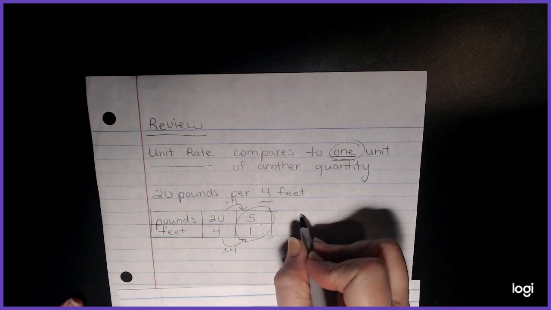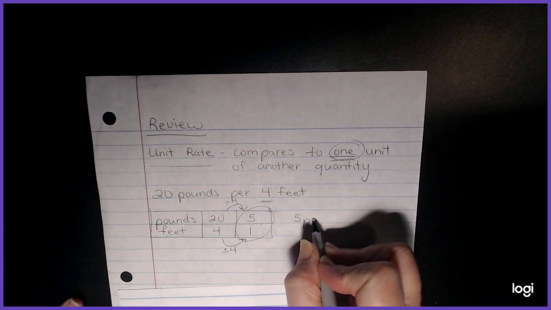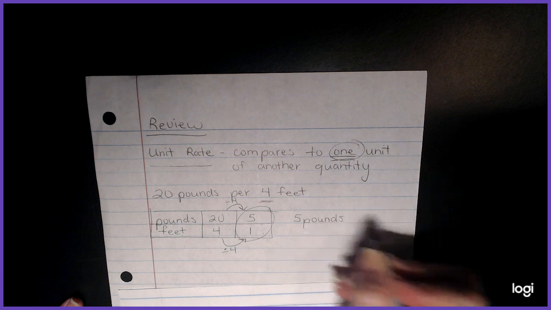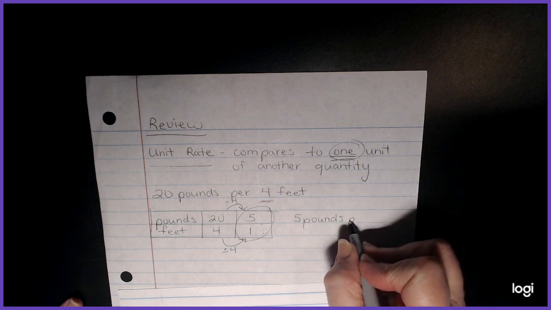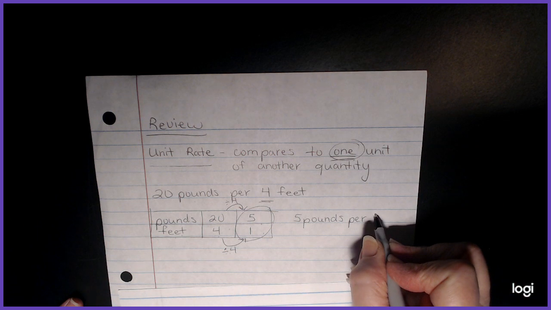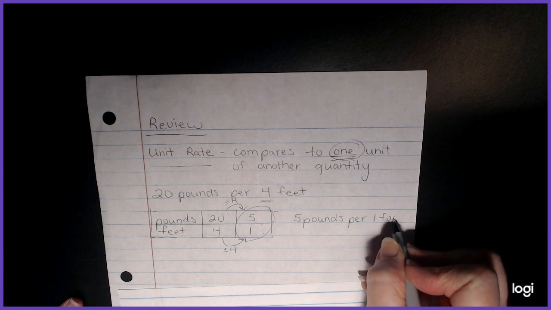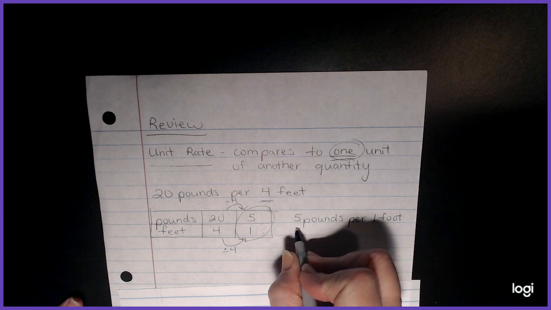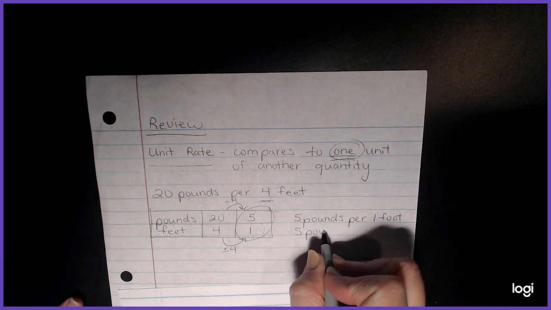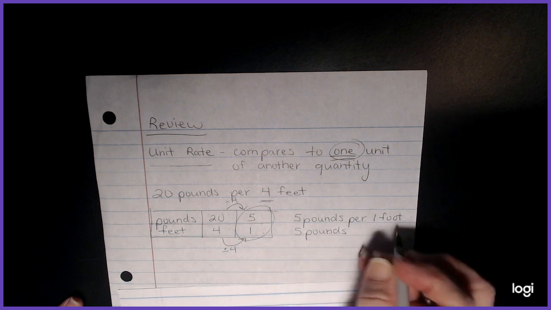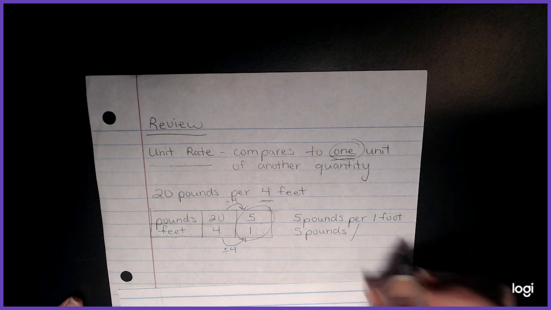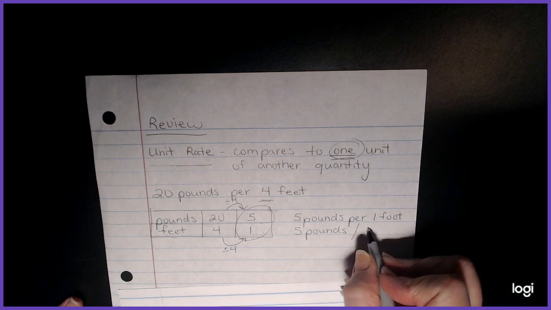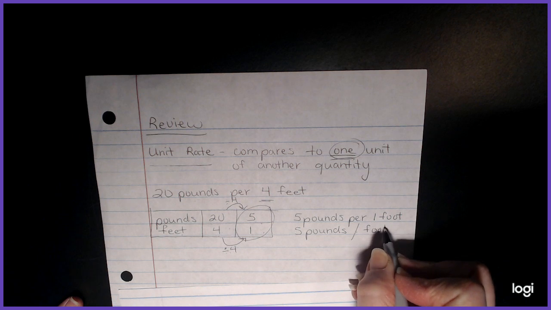So we would write it like this: 5 pounds per 1 foot. Sometimes we can write it also like this. Mathematicians, we get a little lazy, so we could say 5 pounds per foot.